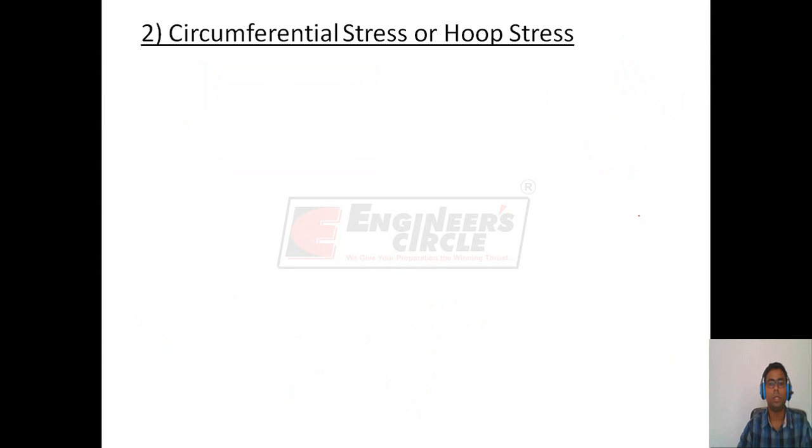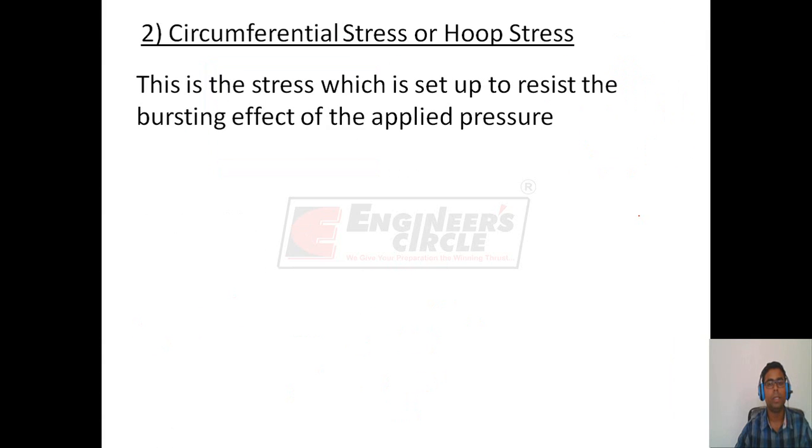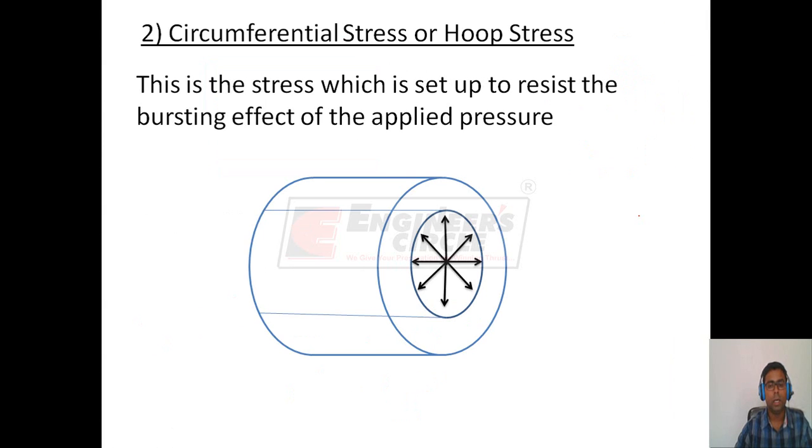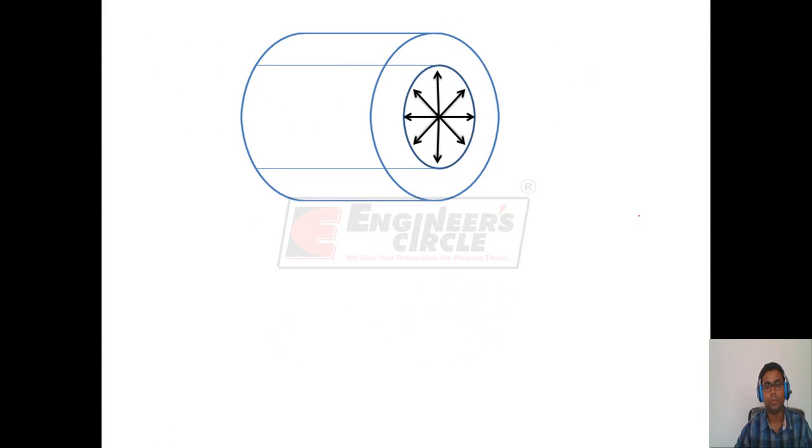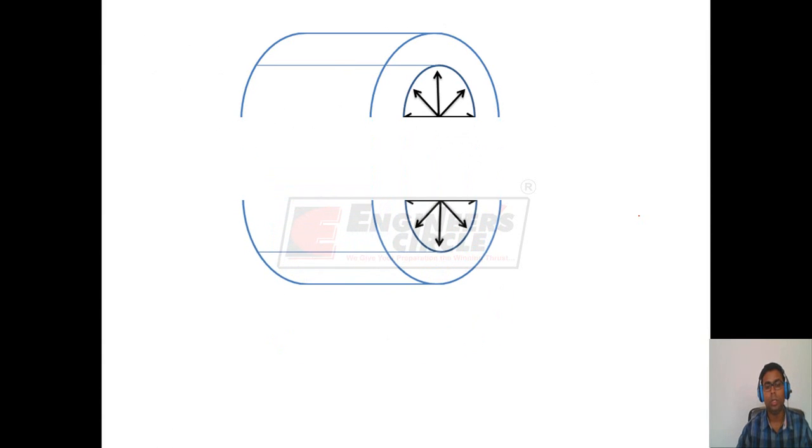Now circumferential stress or hoop stress. This is the stress which is set up to resist the bursting effect of the applied pressure. Consider this cylinder which is subjected to pressure P. This pressure P is a load acting on the cylinder which is trying to burst the cylinder into two parts like this. So this pressure and this pressure, they are trying to separate the cylinder in two parts, one this and one this. This is called as bursting of cylinder.